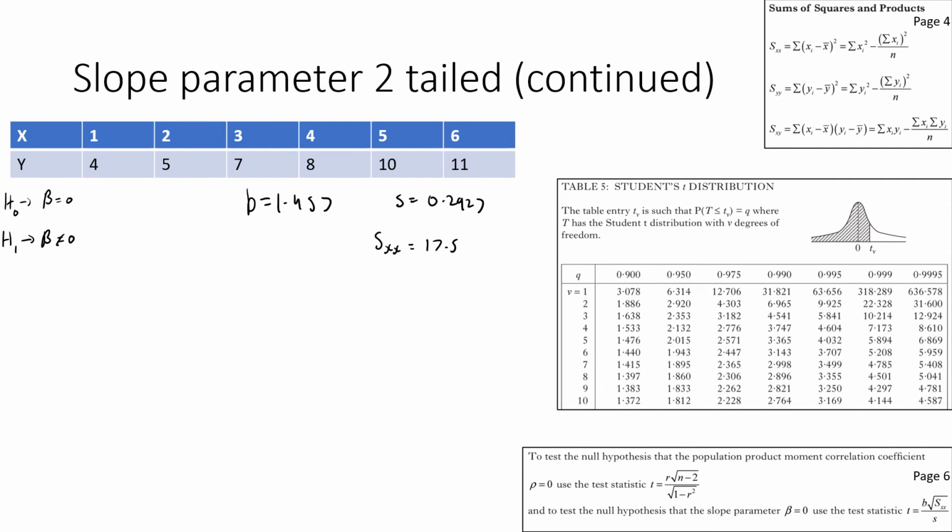Now we have our values to find our test statistic. We have b, s, and S double x. So let's go straight onto it. T is equal to b, which is 1.457, times the square root of S double x, which is 17.5, over s, which is 0.2927, and that gives us 20.82.